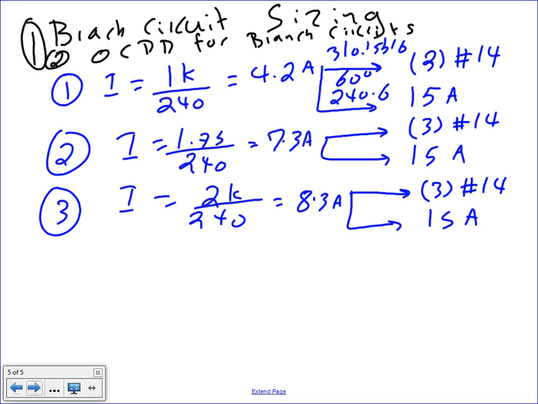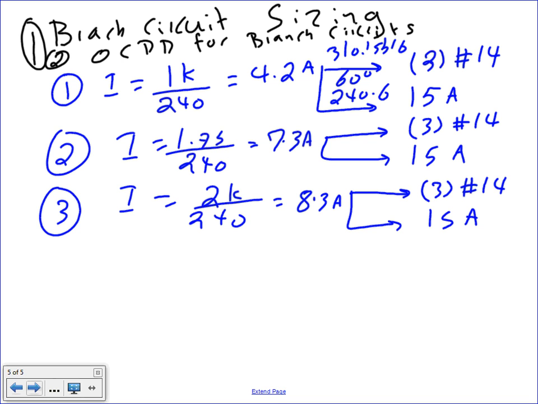Is it wrong to put a number 12 conductor here and 20 amp? It's okay, no problem. But really, all you need for this type of size is non-continuous. They're non-continuous. They're not considered continuous. So all you have to do is number 3. Okay, let's do number 4 right away.